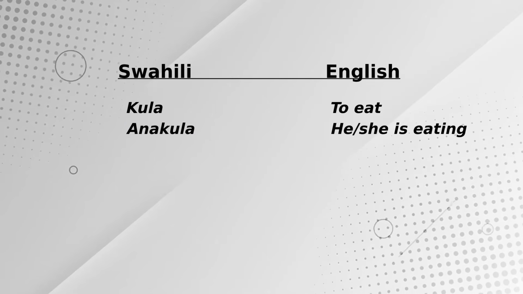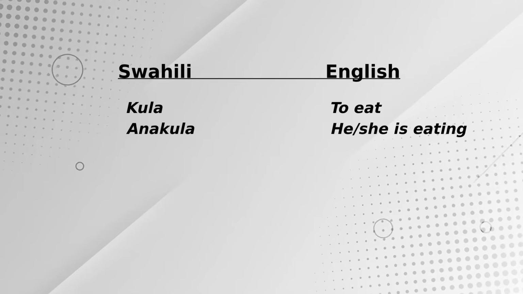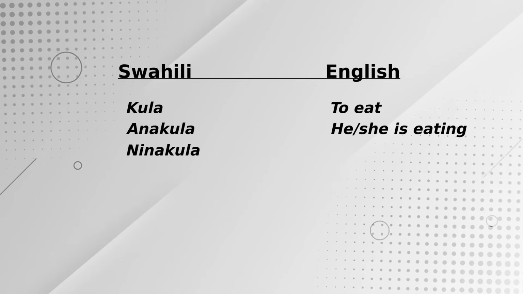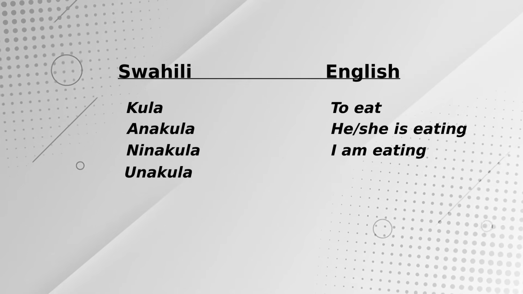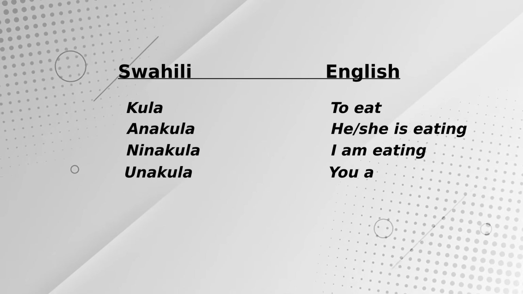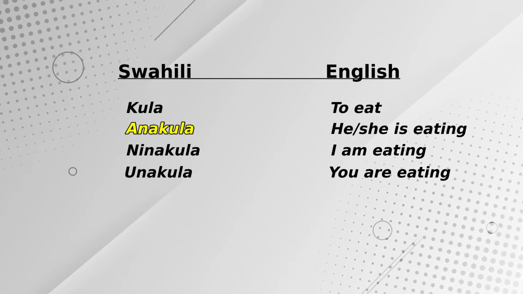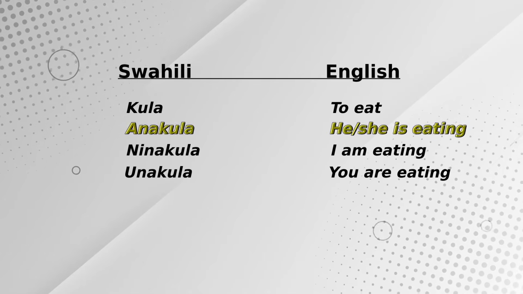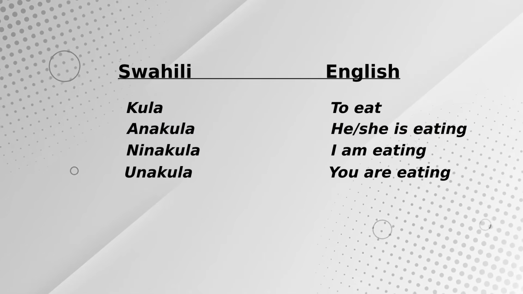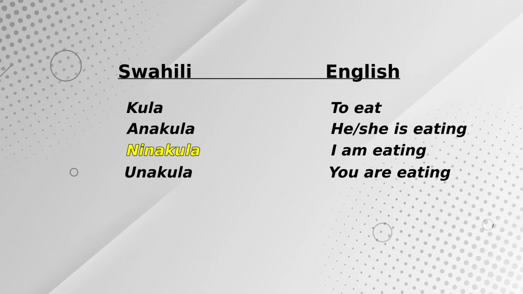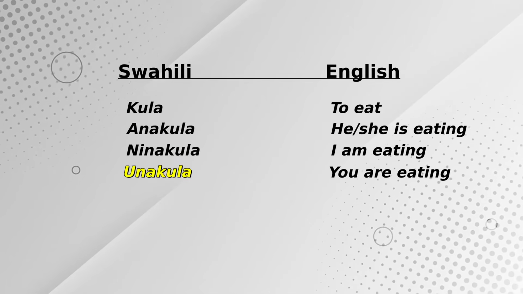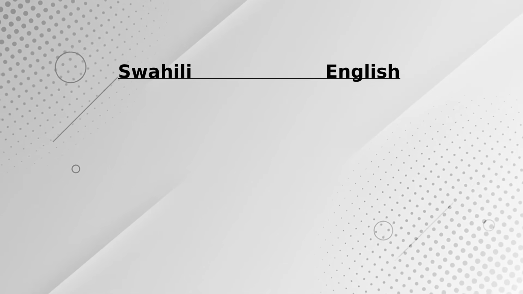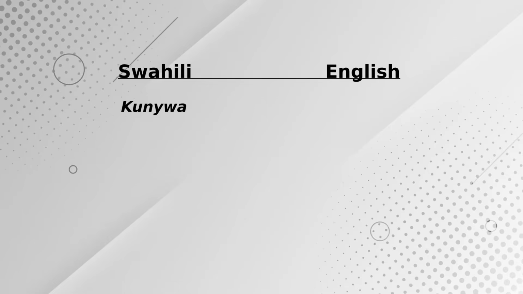Let's do a quick comparison from the previous videos. So we can say ninakula, I am eating. Unakula, you are eating. And anakula, he or she is eating. Can you hear the difference? Now let's say them together. Ninakula. Unakula. Anakula. Wonderful.